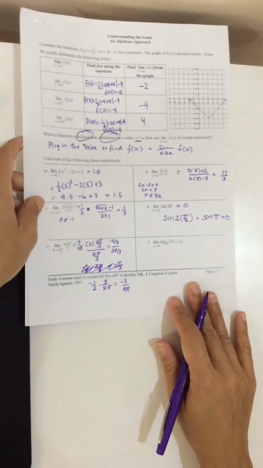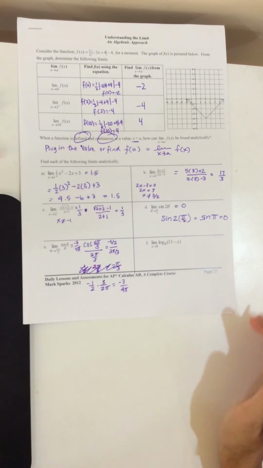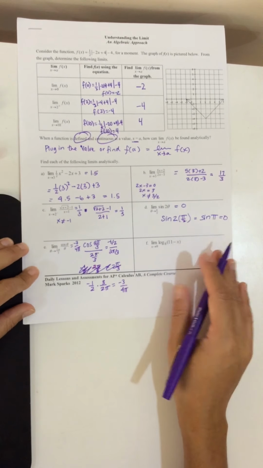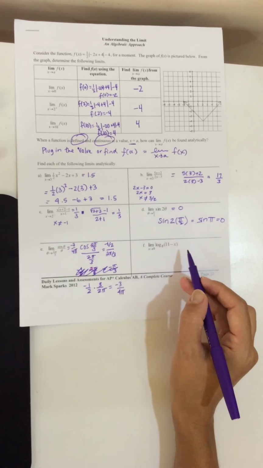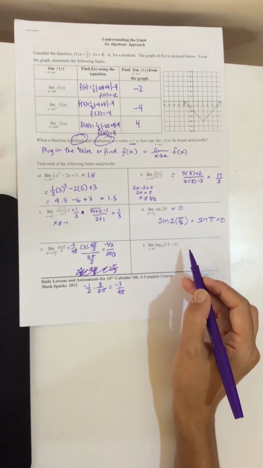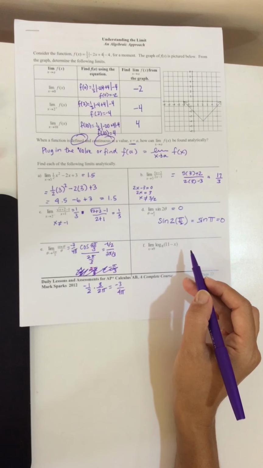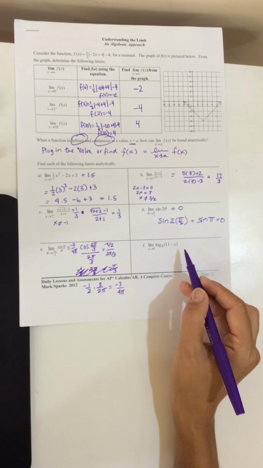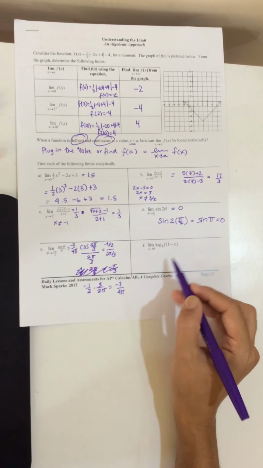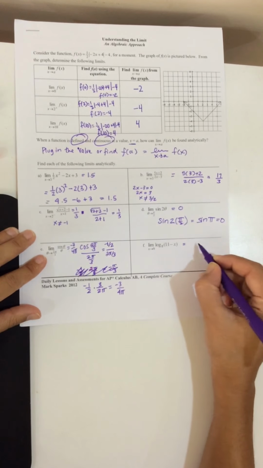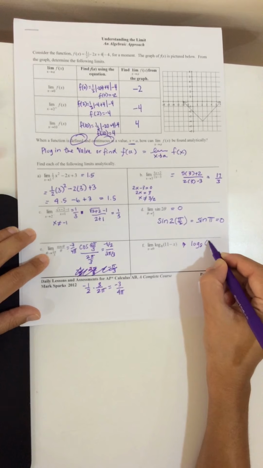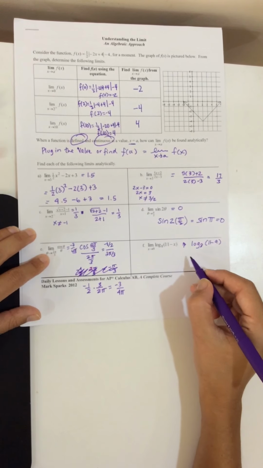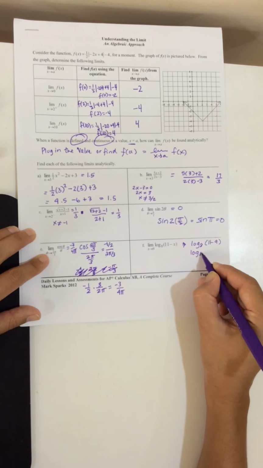All right, and then what about logs? So here we can just plug in. If you want to graph this, log base 8 of 11 minus x on your calculator, go ahead and do that. When I make these videos next time, I'm going to bring home a graphing calculator so we can graph it and see it. But it's continuous, so let's go ahead and evaluate that. Log base 8 of 11 minus 9. That's log base 8 of 2.